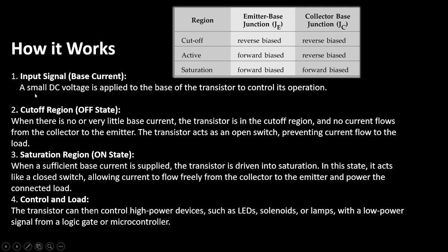The input signal, a small DC voltage, is applied to the base of the transistor to control the operation. The cutoff region is the off state, and the saturation region is called the on state. And we have the control and the load. The transistor can be used to control high power devices like LED, solenoid, lamps, etc. We can provide these in the collector path, so we can control these devices using our switch.